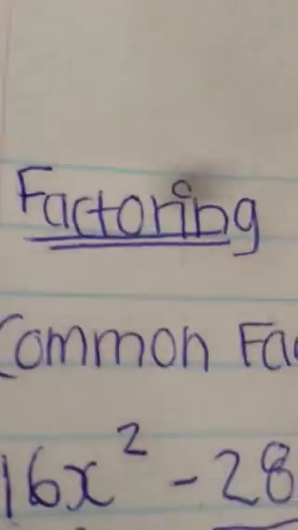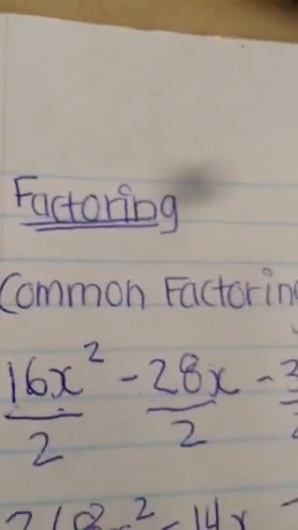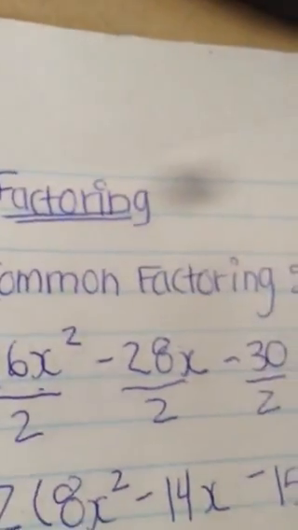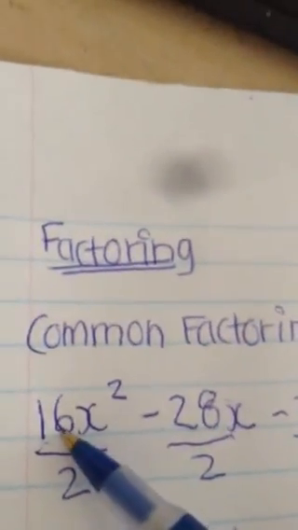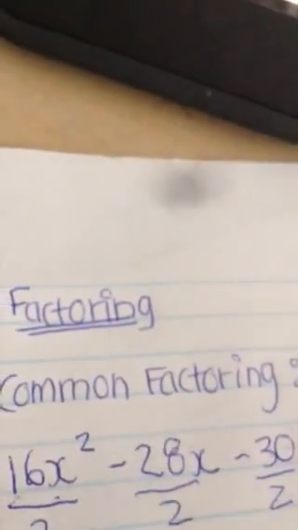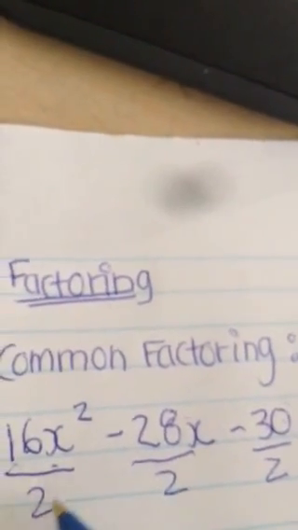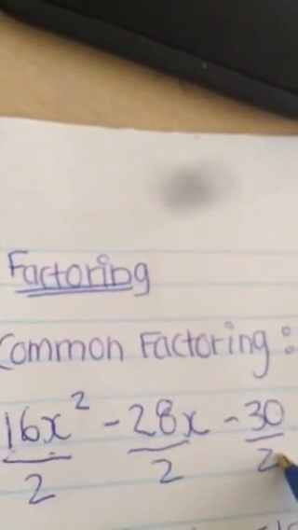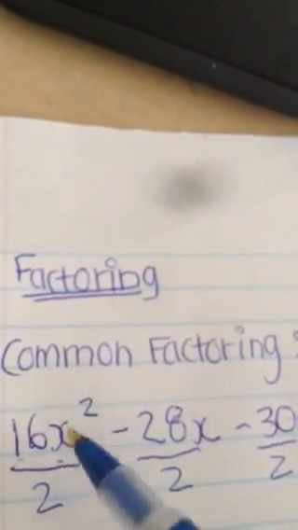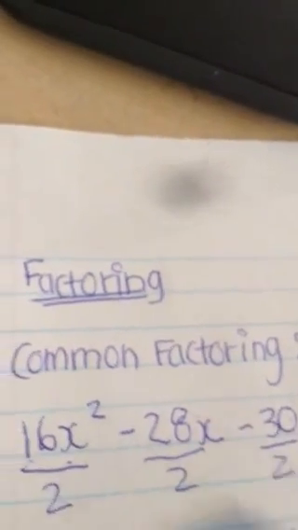So today I'll show you how to factor. One of the ways you can factor is common factoring. So our equation we had was 16x squared subtract 28x subtract 30. So we know that 16, 28, and 30 are all even numbers, and the common factor that they have is 2. So we could divide each of these by 2.